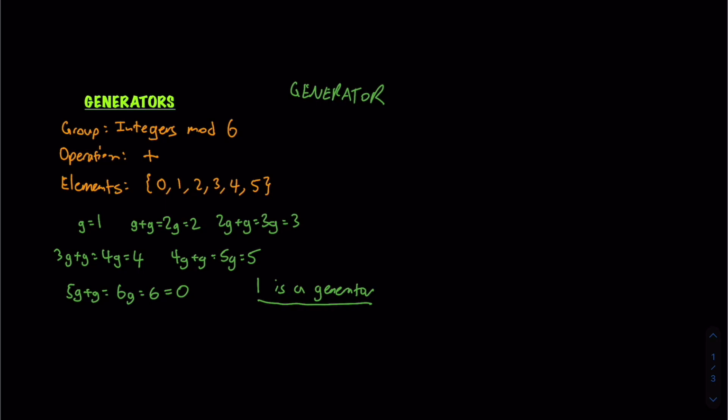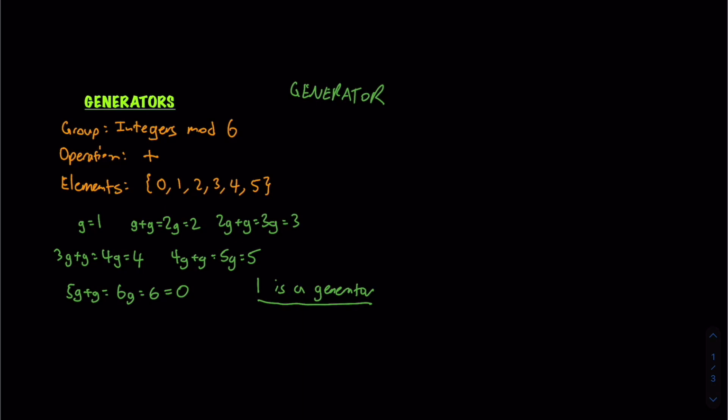Now, a group will have at least one generator. It can have more than one, but it will have at least one. Generators are useful because we can represent any element in the group as a scalar times a generator G. For example, we can write the element 4 as 4G. Now this is going to be useful later on.